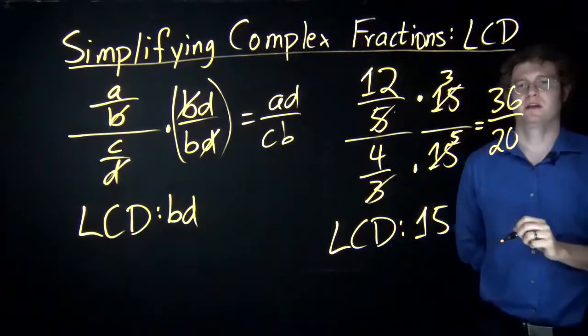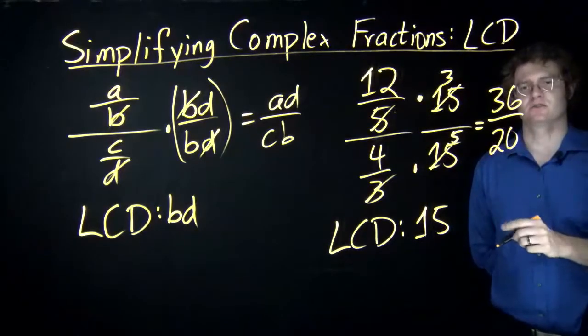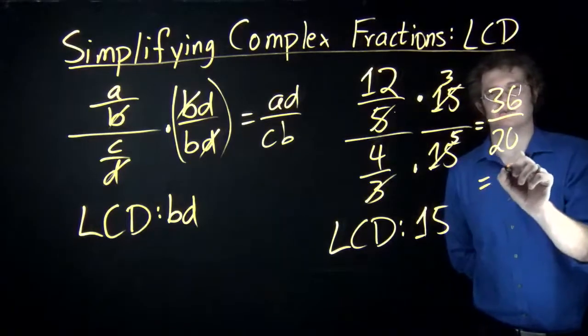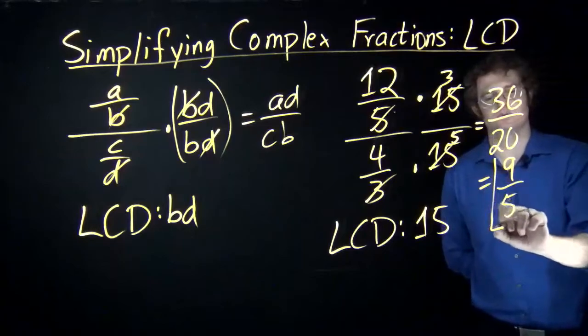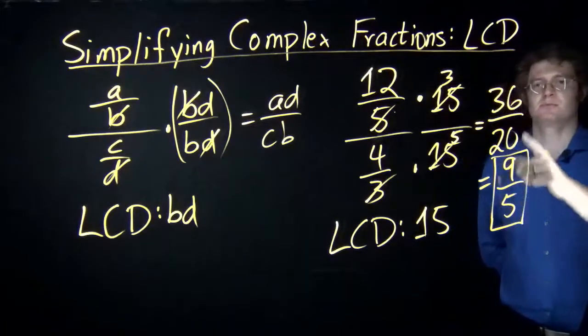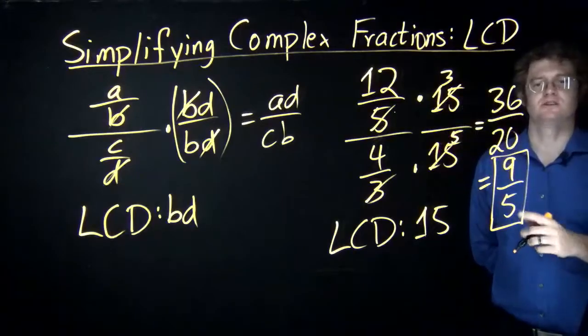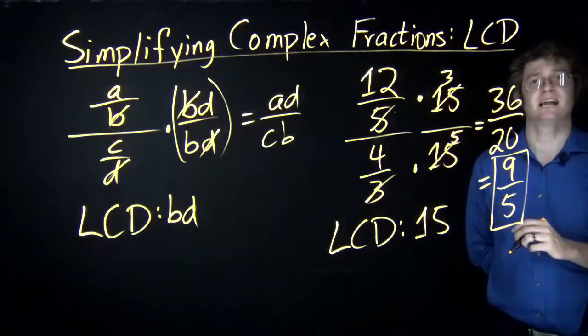And if I wanted, I could also cancel out common factors here. So it looks like there's a factor of 4 on both top and bottom. So I could simplify this down to 9 over 5, which would be my fully simplified result. But 36 over 20 is what happens if you just do the multiplication and you don't simplify all the way. So I'd leave it here at 9 over 5.